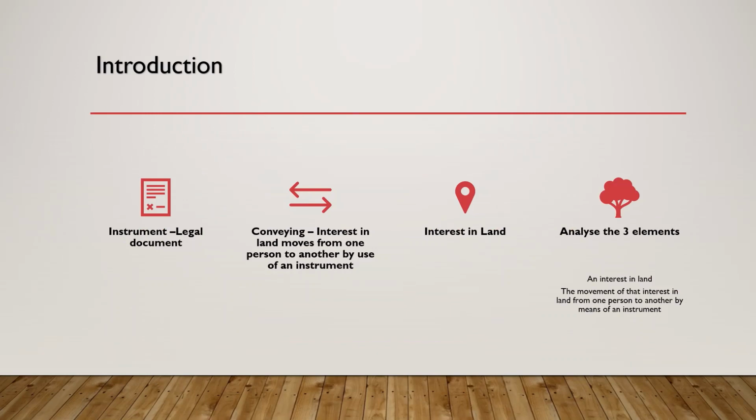Before we go into the details of conveyancing, I want us to first break down the term conveyancing so that we understand it. By analyzing the three key elements, we are going to be in a position to understand what conveyancing means. The first element to analyze is an instrument, and by instrument, I mean a legal document. The second element is the term conveying. When we say conveying, what we mean is that interest in land moves from one person to another by use of an instrument, and this is the instrument we talked about. Remember, this is a legal document. The third element to analyze is that this interest is in land. So the interest in land moves from one person to another by use of an instrument, and that instrument is a legal document. Basically, that is what the definition of conveyancing entails.